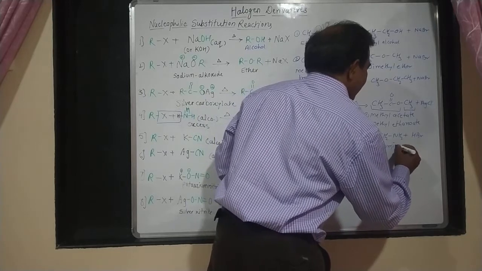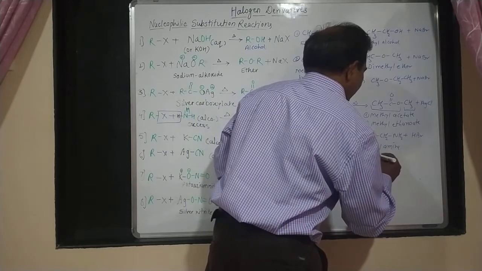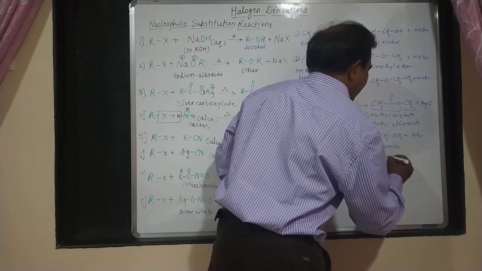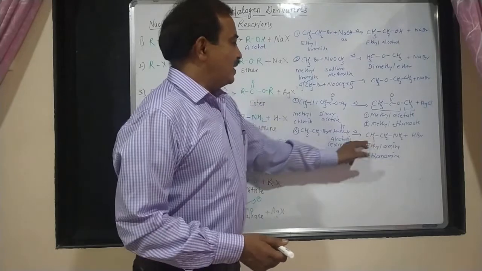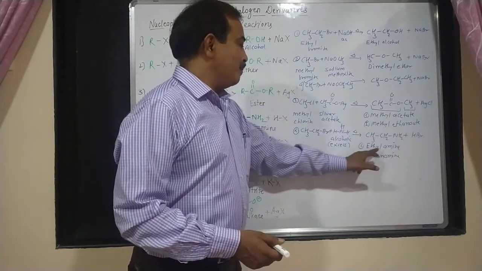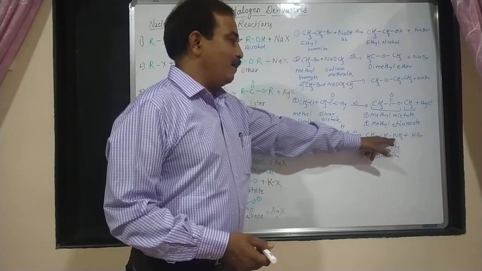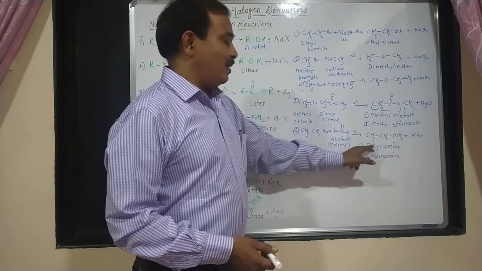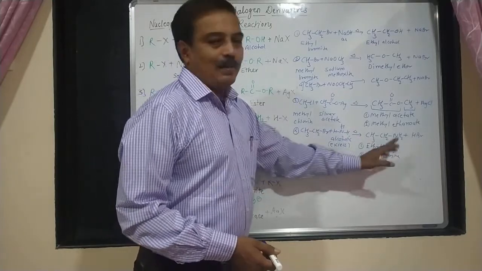Ethylamine is the common name, and the IUPAC name is ethanamine. Okay. So this is an ethyl group with an NH2 group. A primary amino group is there, where only one hydrogen atom is substituted by an alkyl group. So this will be called a primary amine. The common name is ethylamine and the IUPAC name will be ethanamine.